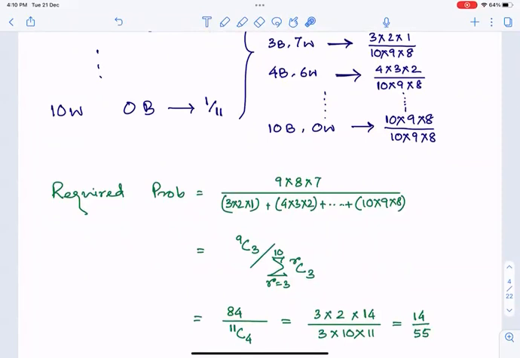Right? Is that okay? How the denominator is 11C4? Yes, sir. Yes, sir. Okay.